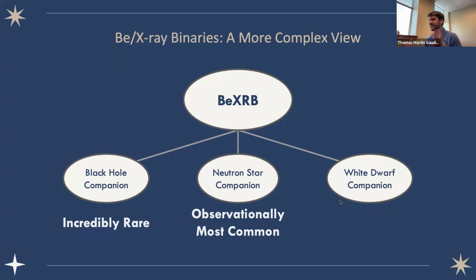But this last type is a very interesting type with a lot of work that's gone in to understand the theoretical picture of these systems. It's the BE white dwarf binary.